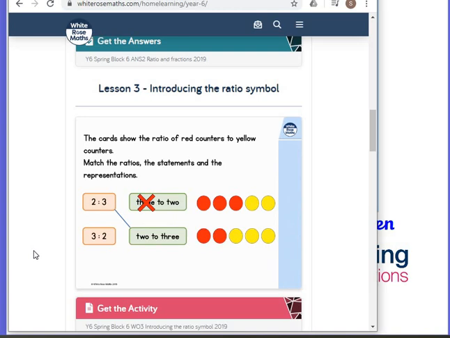Let's look at our representations. We are trying to match the ratio of red counters to yellow counters. So for every 2 red counters, there should be 3 yellow counters. I can see from the first representation that there would be 3 red counters to 2 yellow counters. That is not correct. I can see the bottom representation: for every 2 red counters, I have 3 yellow counters. That is correct. And then I can match the other one quite easily, where I can see for every 3 red counters, there are 2 yellow counters.